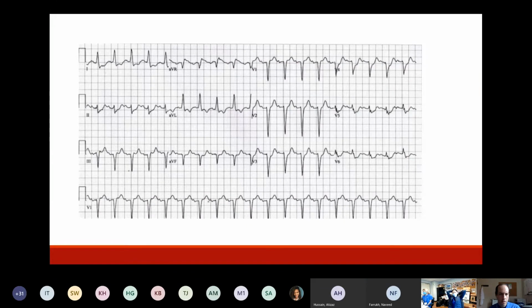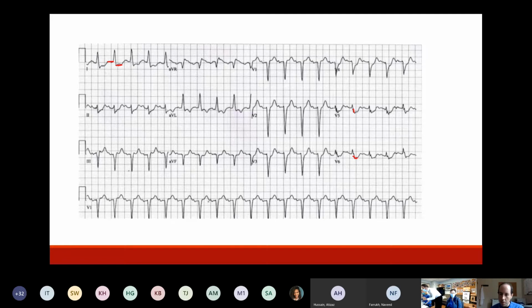What about this one? Oh, nice. So if you guys look up in lead 1, a little bit in AVL, and definitely inferiorly, these are ST depressions. So again, this is the ST segment. It's supposed to be up here, but it's pretty dramatically lower. And you very clearly see it out in these leads.